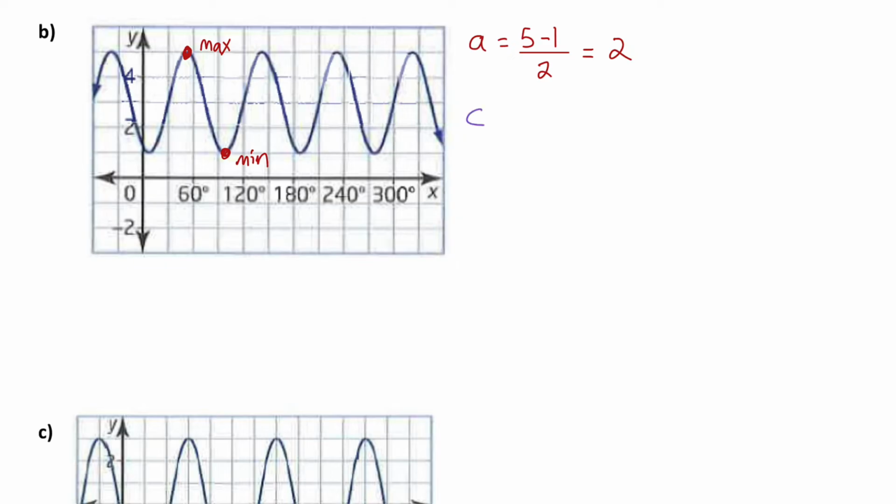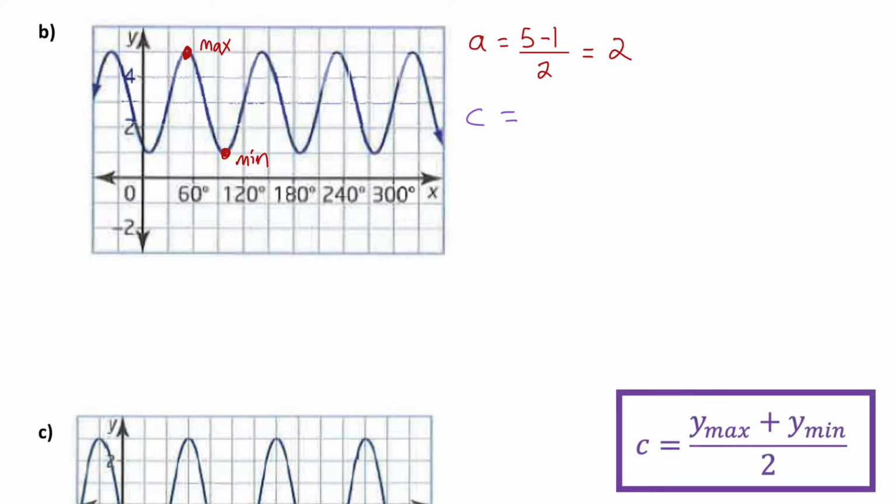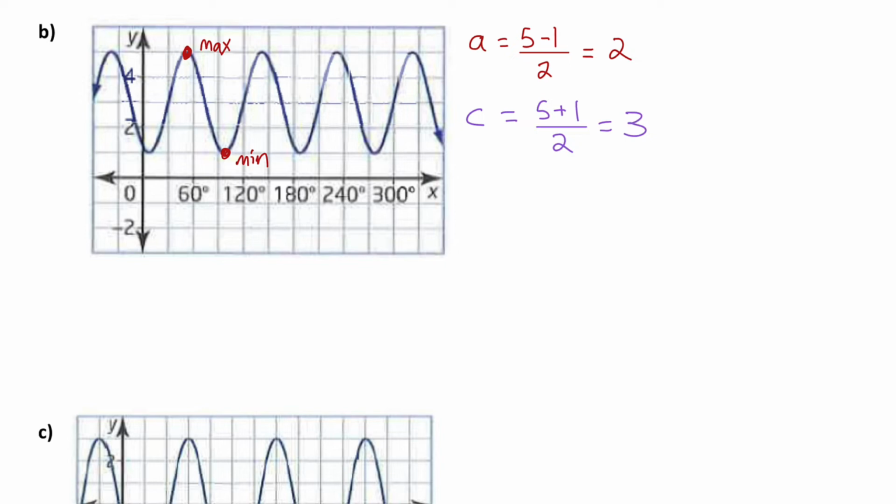Next, I'm actually going to calculate c, which is the horizontal midline of the function. It's the vertical shift value, and I can find that just by finding the middle of the max and min values. So the average of them, which I can get by adding them and dividing by 2. The y coordinate of the max was 5, the y coordinate of the min was 1, so if I add those and divide by 2, I get the middle of the function. 6 divided by 2 is 3. Notice if I were to draw a horizontal line through y equals 3, that would exactly divide the function in half horizontally.